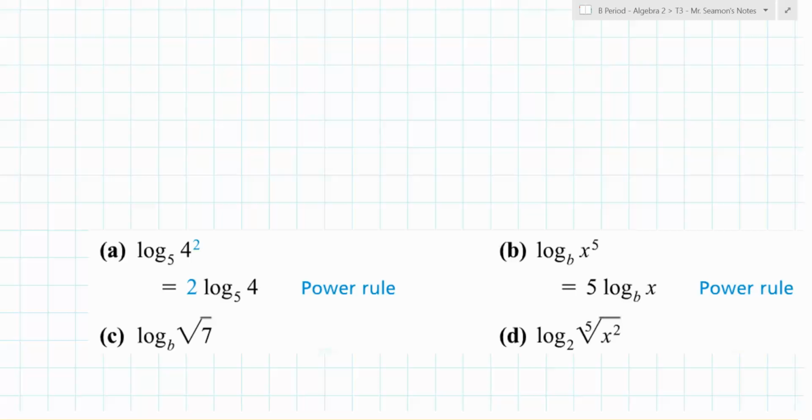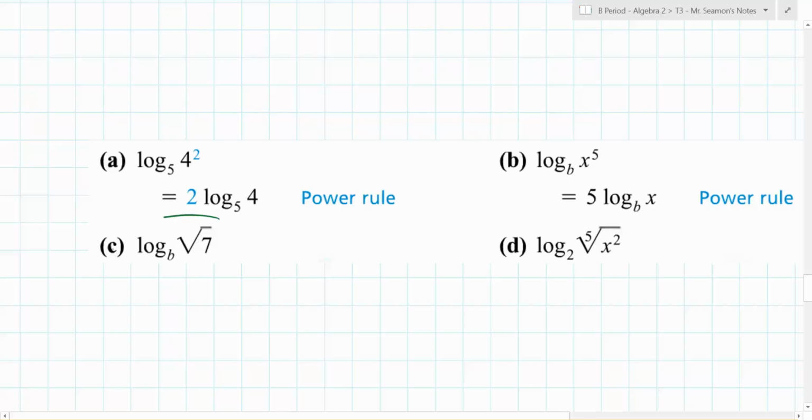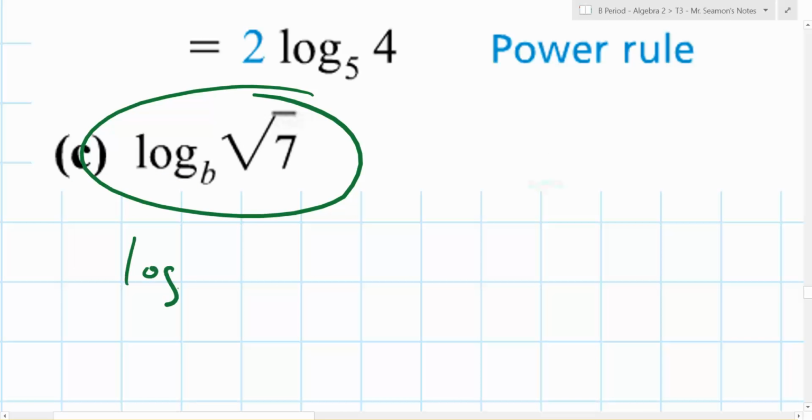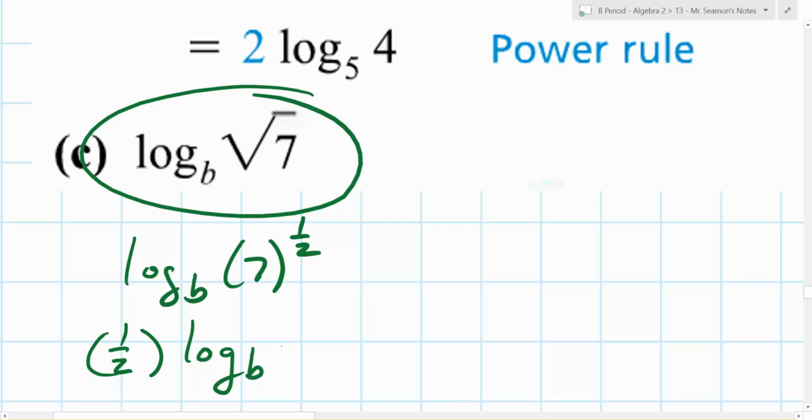So what about this one right here? That's a separate one. What power is square root? 1/2. So that's log base b of 7 to the what power? Where can I bring that 1/2? So this is the same thing as 1/2 log base b of 7. Same thing. All we're doing is rearranging.